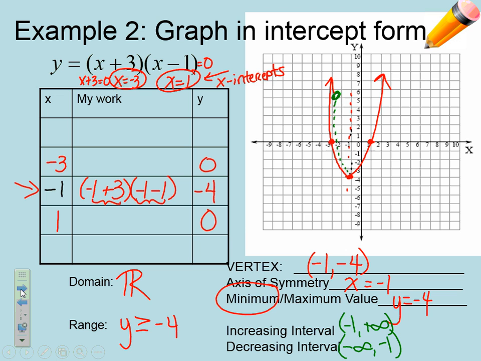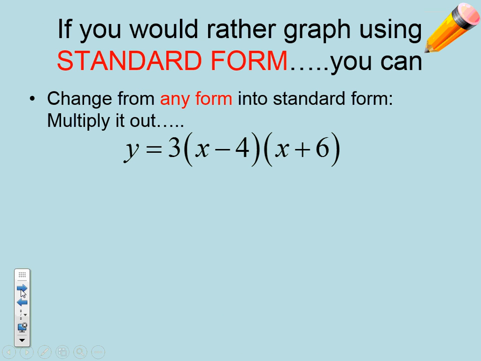So these are two different looking forms that we're using to graph a parabola. Sometimes people like to graph in standard form and standard form only. You can change from any of these forms into standard form. Please take a minute and write this down in your notes. All it means is that you would have to multiply it all out to get it to look like that standard form equation. So basically, it's just a little bit more work. If you want to turn every form into standard form, you have to take those extra steps.